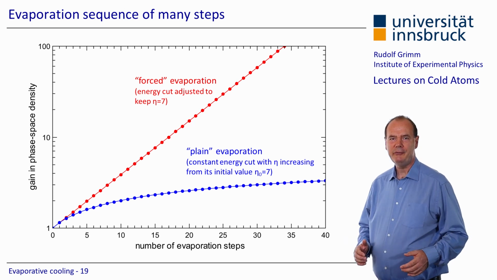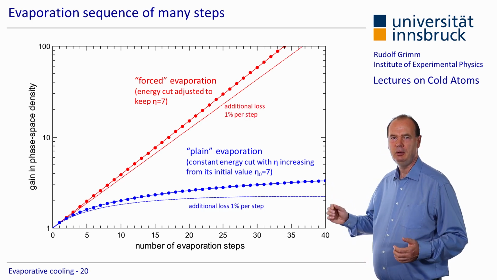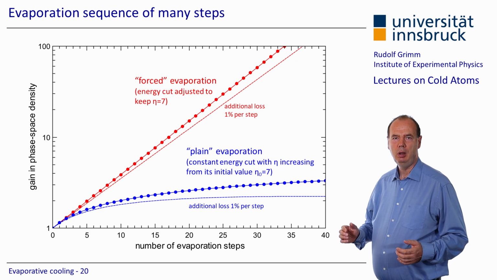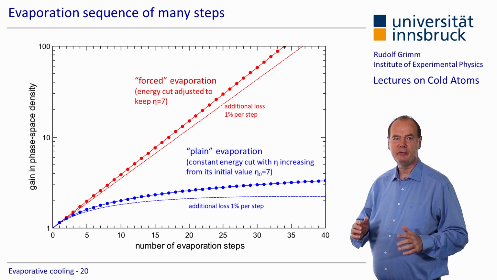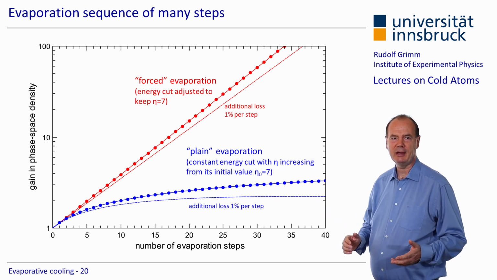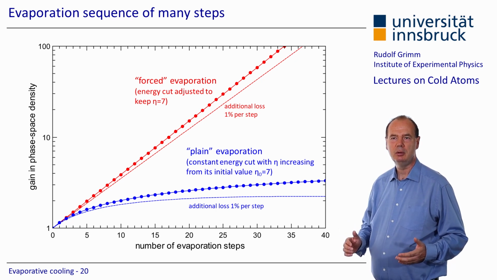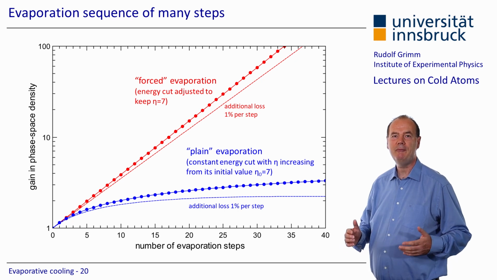To model a realistic experiment, let us also add some additional loss, let's say 1%. While plane evaporation stops to produce higher phase space density at a certain point, here after about 30 cycles, forced evaporation keeps going and is just a little less efficient. In the latter case, with a constant truncation parameter, we can maintain conditions for optimum efficiency.